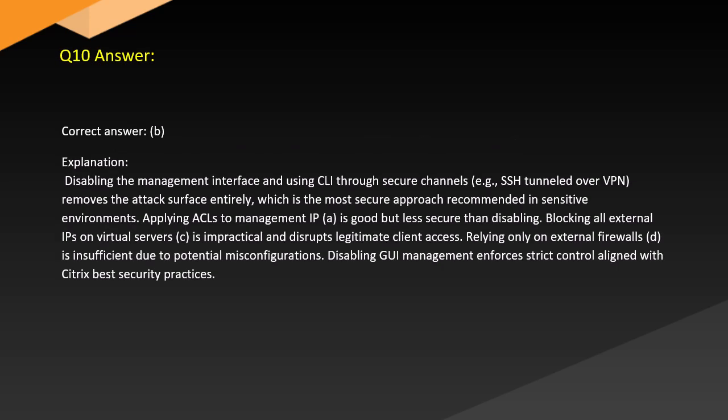Answer. Correct answer: B. Explanation. Disabling the management interface and using CLI through secure channels, e.g. SSH tunneled over VPN, removes the attack surface entirely, which is the most secure approach recommended in sensitive environments. Applying ACLs to the management IP is good but less secure than disabling. Blocking all external IPs on virtual servers, C, is impractical and disrupts legitimate client access. Relying only on external firewalls, D, is insufficient due to potential misconfigurations. Disabling GUI management enforces strict control aligned with Citrix best security practices.